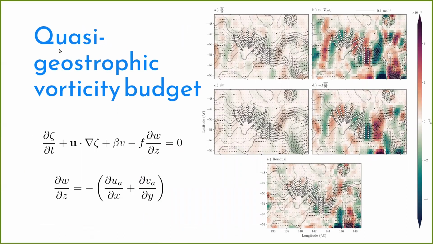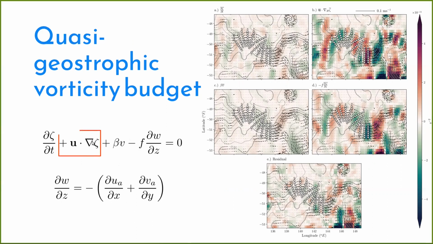And because the ageostrophic component causes divergence, we see that by the continuity equation. Normally dU/dx plus dV/dy plus dW/dz is 0. That's the continuity equation. But now you see that these ageostrophic components cause this dW/dz.